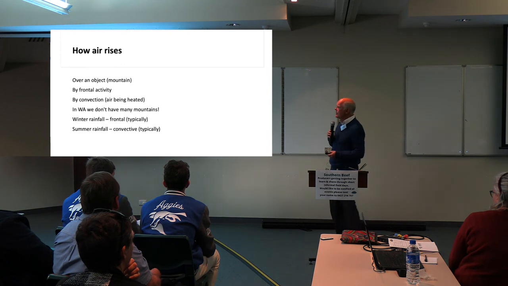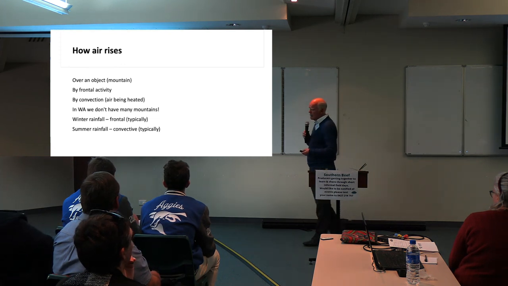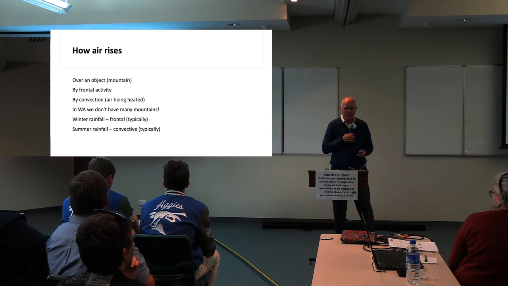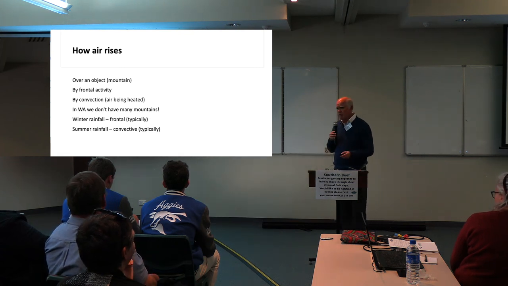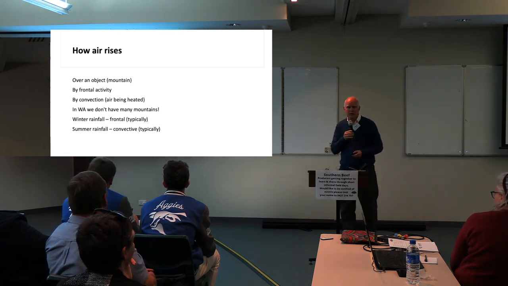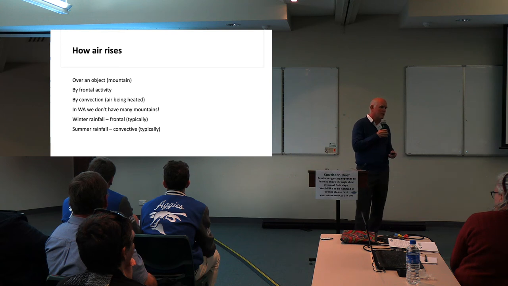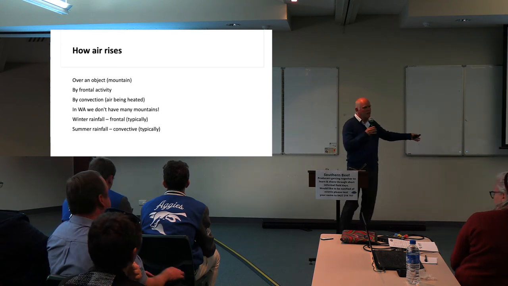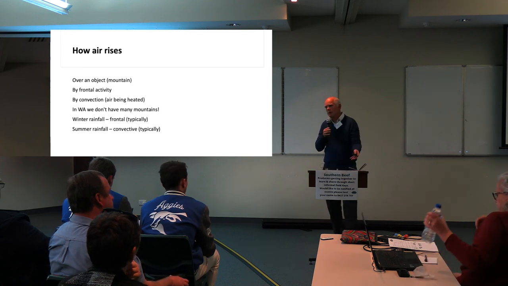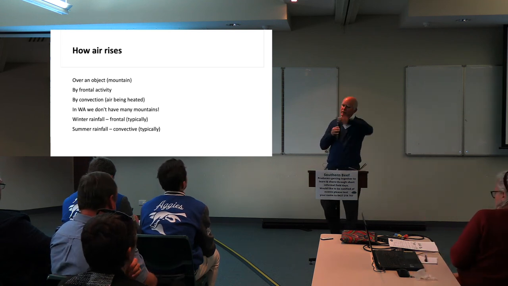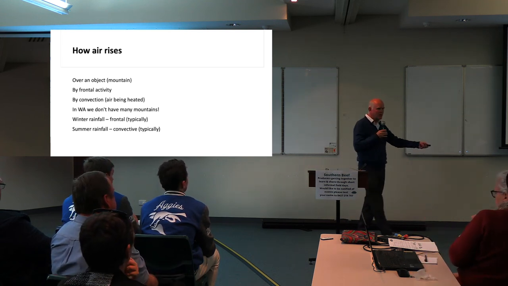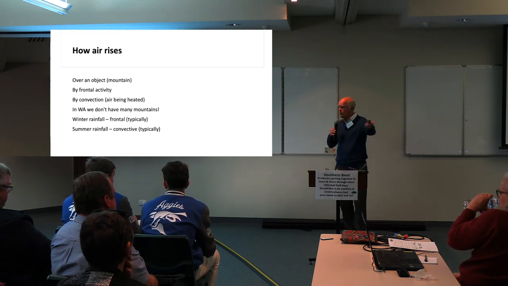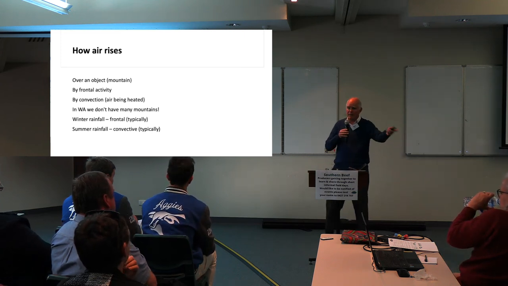So how does air rise? There's a number of ways. You can make it go up over a mountain. Okay, there aren't too many of those around in WA. A front, we get a few of those, or convection. They're the three main formation methods. So frontal activity, basically, you get an area of cold air moving up from the south. It acts like a shovel and pushes the air up in front of it. What does air do? It rises, cools, condenses, cloud forms. Okay, and you get this broad area of cloud forming on that front.